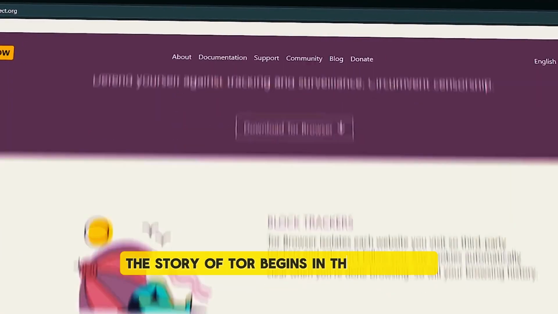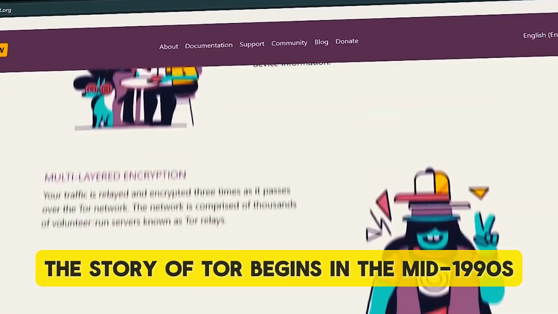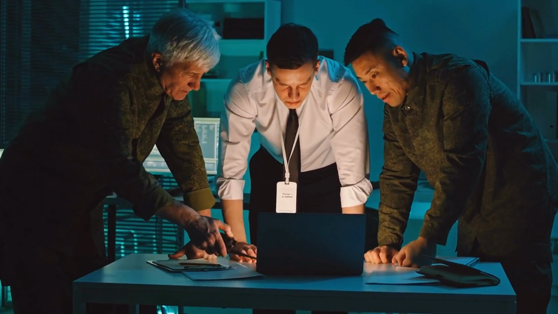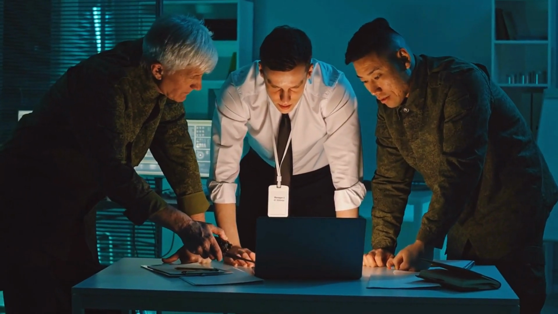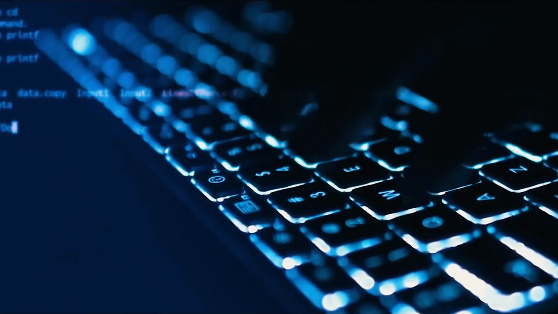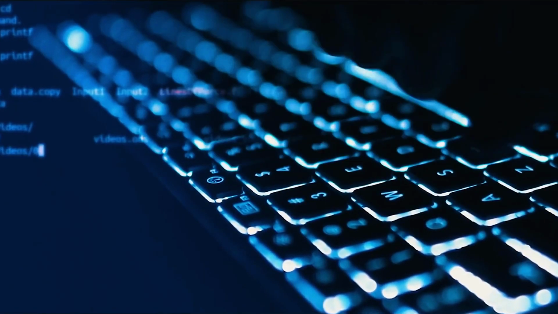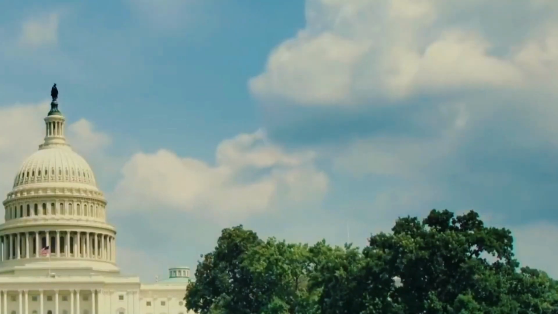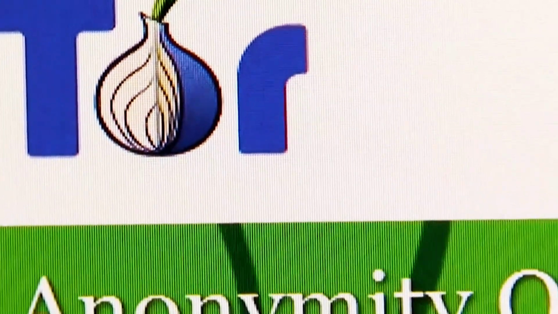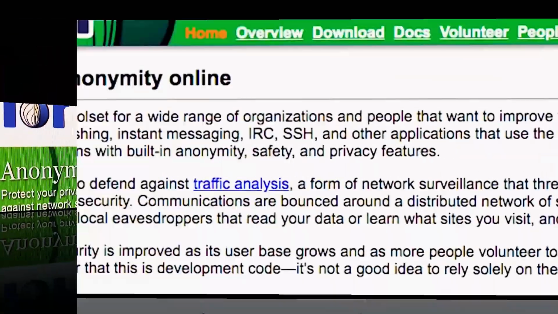The story of Tor begins in the mid-1990s, in the corridors of the US Naval Research Laboratory. It was here that researchers first developed the concept of onion routing, a technique for anonymous communication over a computer network. The idea was to protect US intelligence communications online, but over time it evolved into something much bigger. Today, Tor is an open source project that anyone can use to browse the internet anonymously.